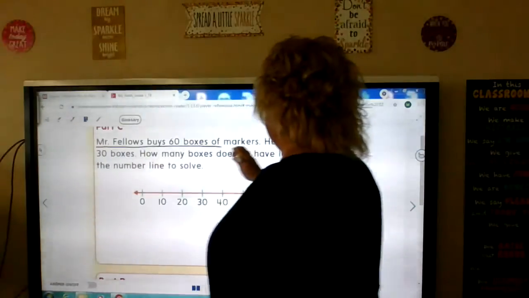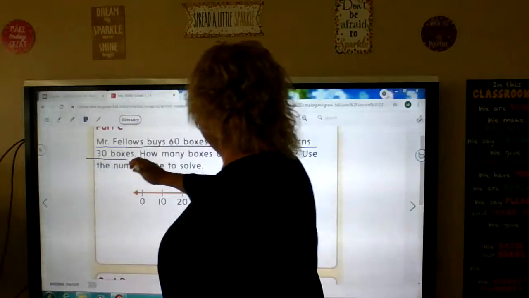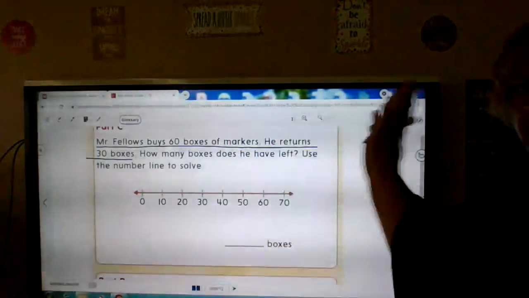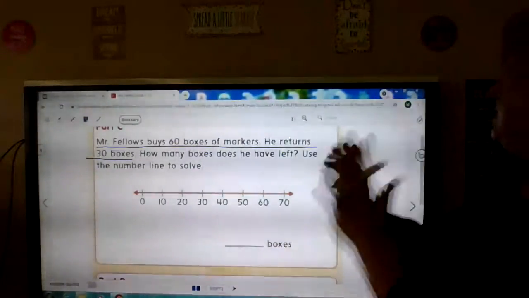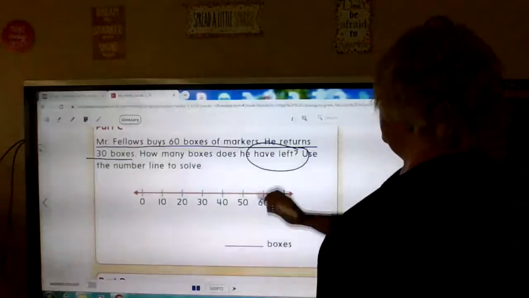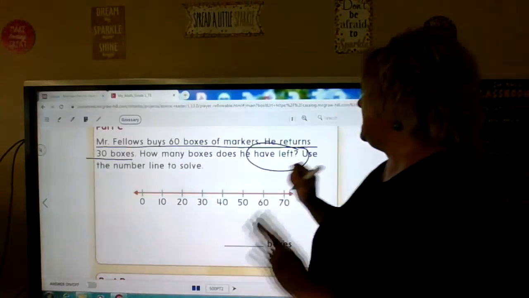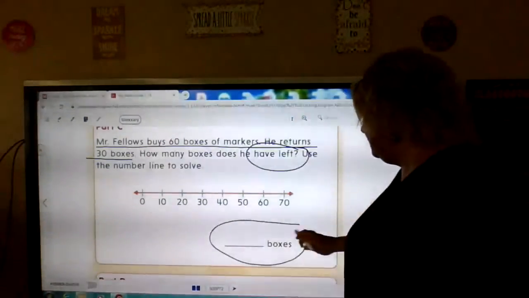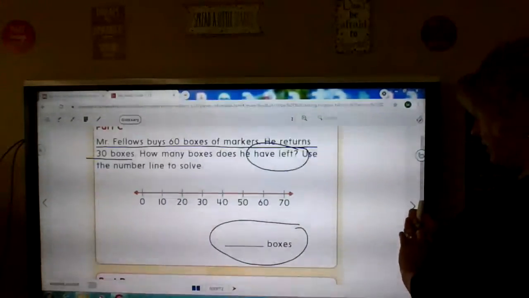Mr. Fellows buys 60 boxes of markers. He returns 30 boxes. That means he gives away or gives back 30. How many boxes does he have left? Use the number line to help you. He started with 60. He gave back 30. So how many boxes does he have left? Use the number line to help you.